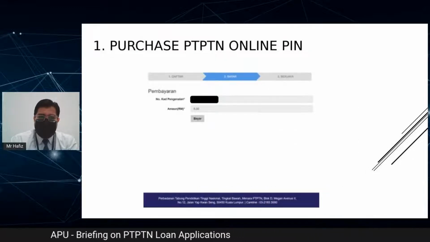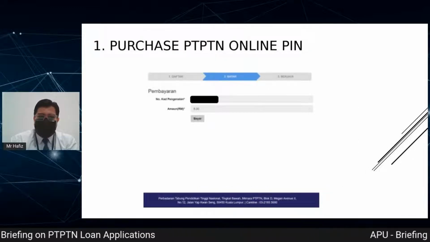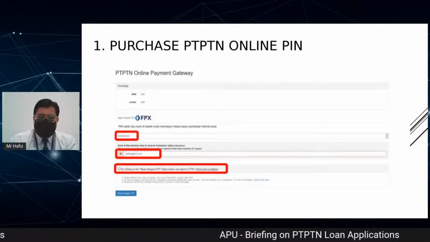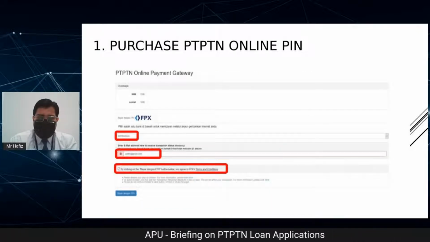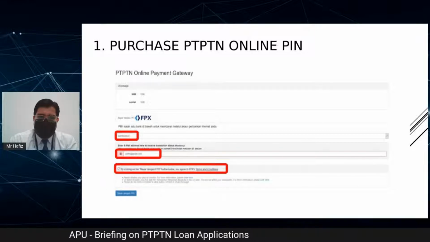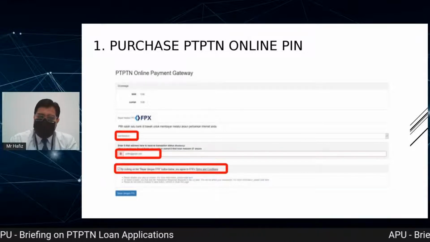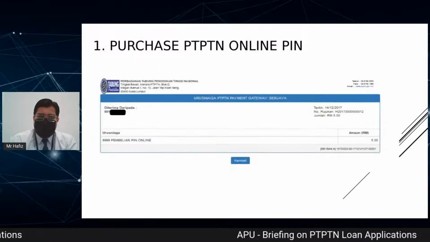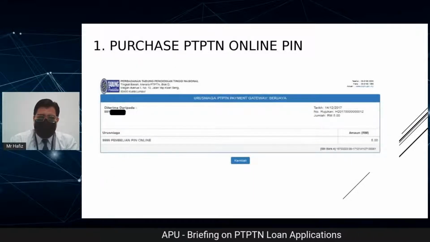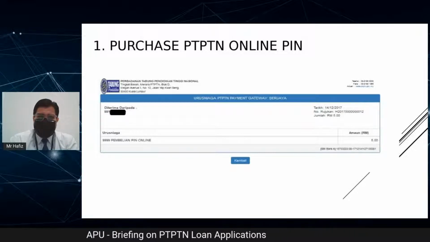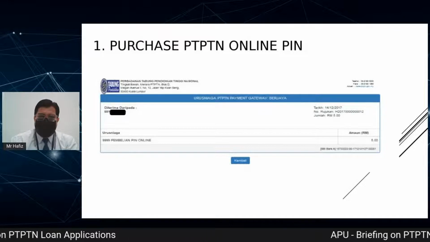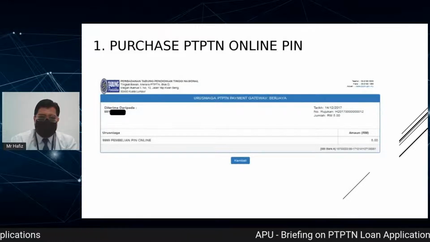with the daftar. And then you are required to pay RM5 using the FPX banking. So you need to choose which bank that you are using for the online payment, and then you need to proceed. So once you have done with the process of the online payment, you will be receiving a receipt from PTPTN.